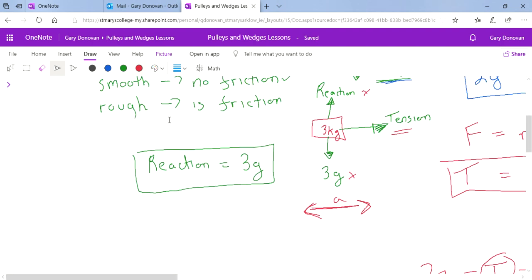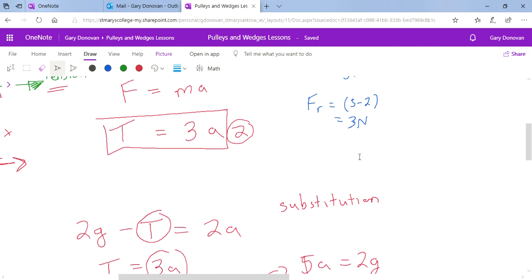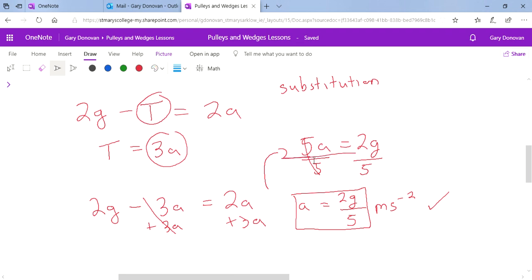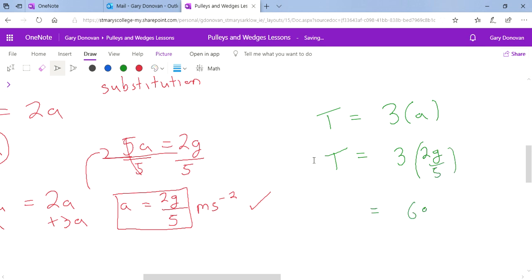Part 2, find the tension in the string. So we know what A is. And to find the tension, this is easy because tension is equal to 3 multiplied by A. So tension is going to be 3 multiplied by 2G over 5, which is 6G over 5. And the unit of tension is newtons, because it's a force. So remember, a unit of force is always newtons. So there's your answer for part 3.